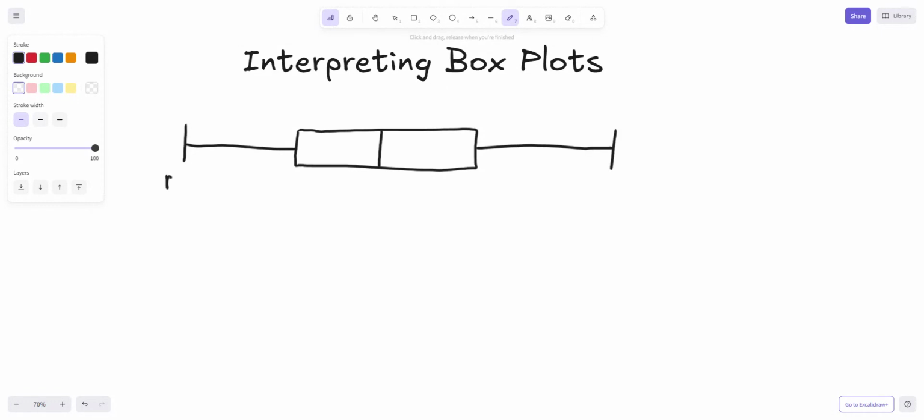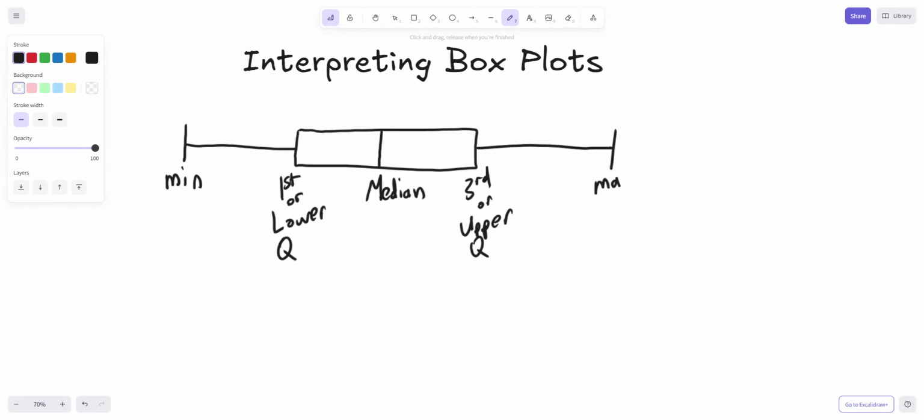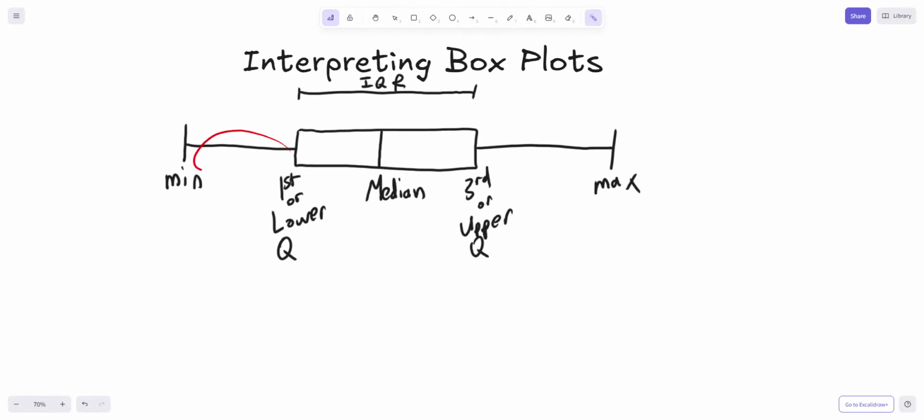where we know this number right here is the minimum. We have the first or lower quartile. The line inside the box is the median. The other side of the box is the third or upper quartile, and the last line is the maximum, with this gap being the interquartile range. Now today's lesson is basically, what do we know about the box plot?